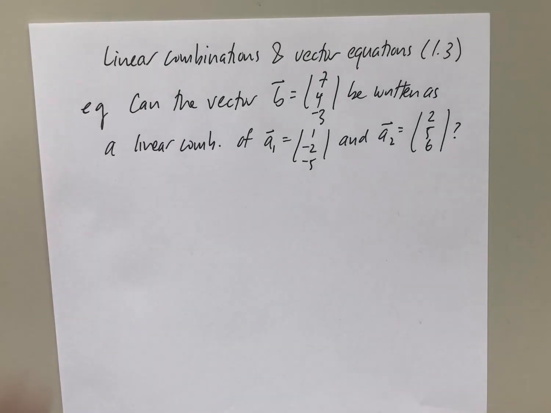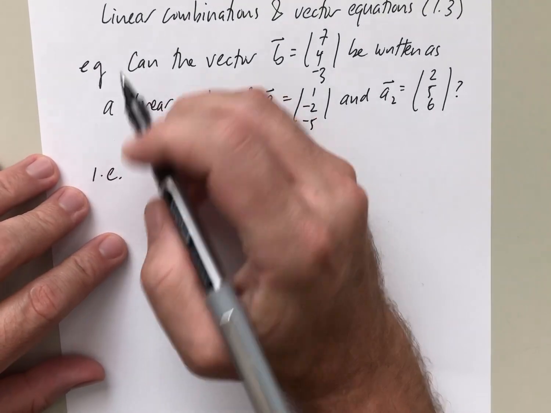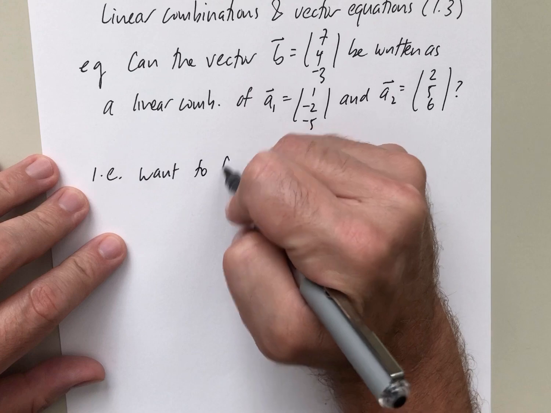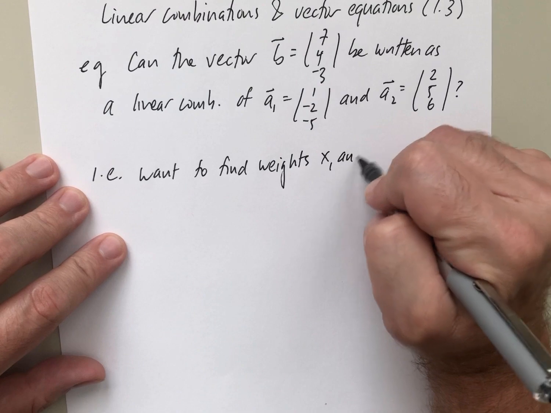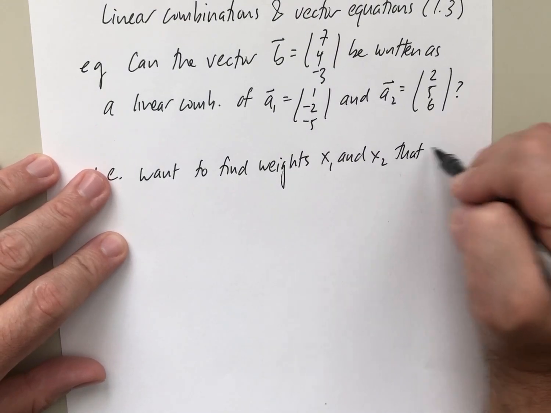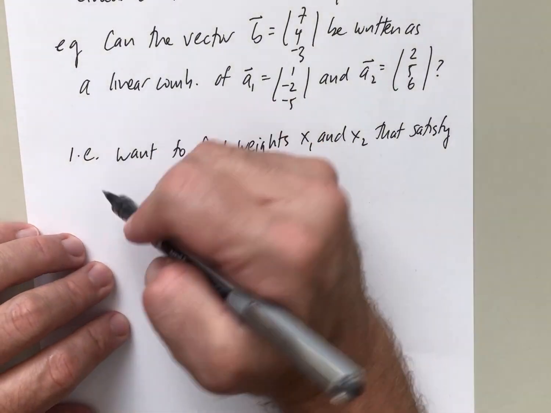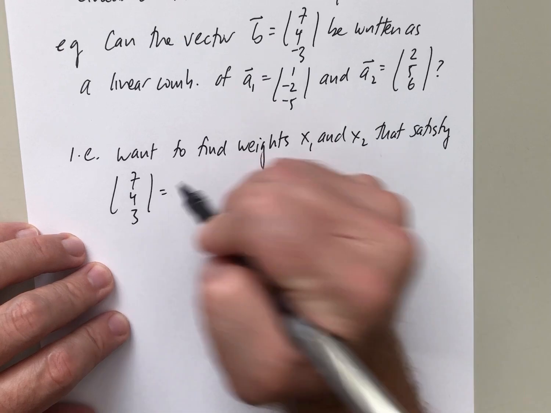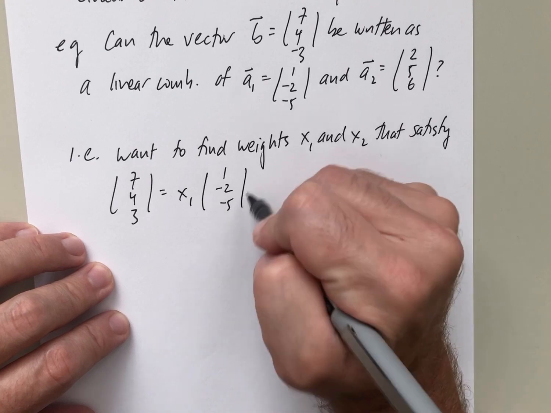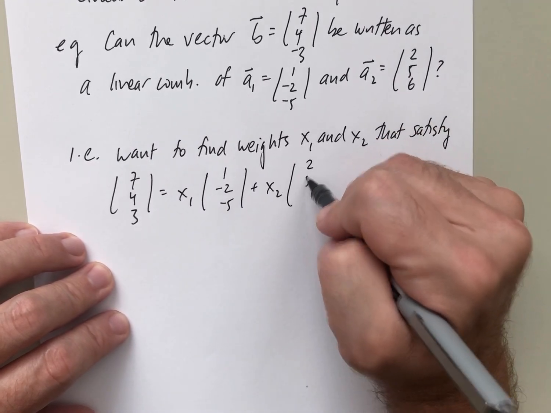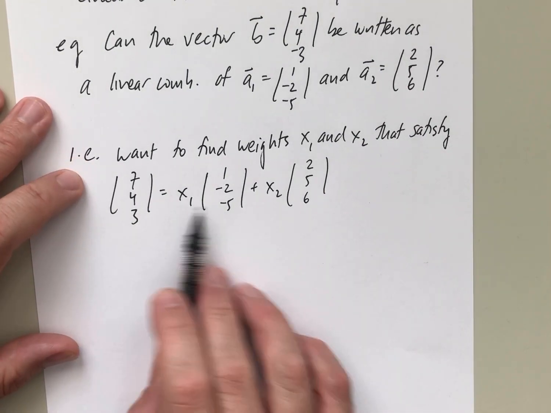Now let's unravel that definition a little bit. So what does it mean to be a linear combination? What I'm really saying here is that we want to find weights, which are just real numbers, x1 and x2, that make the following work. We want 7, 4, minus 3 to equal whatever that weight should be times the vector a1 plus x2 times the vector a2. So, again, this is what it means to be a linear combination, that there's some choice of weights.